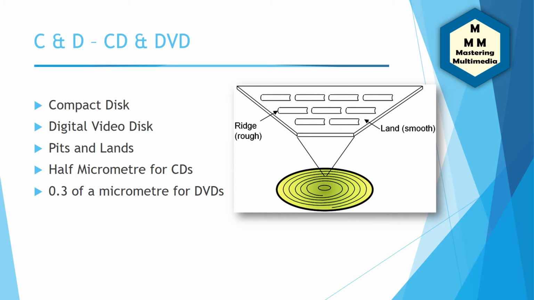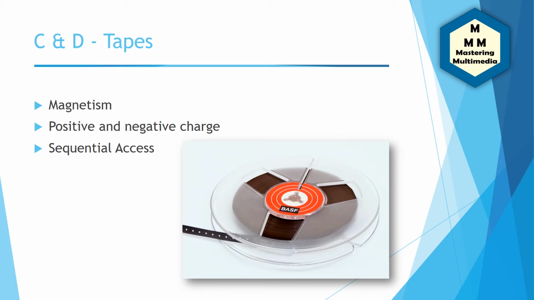CD. CD stands for compact disc. DVD stands for digital video disc. CDs and DVDs use a series of high and low sections, or bumps, to distinguish between ones and zeros. This line of bumps is only half a micrometer wide, and if stretched out would reach for almost 5 kilometers. On a DVD, they can be up to only 0.3 micrometers wide so that they can fit more information onto a single disc.